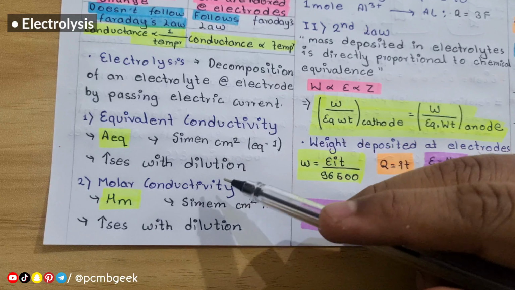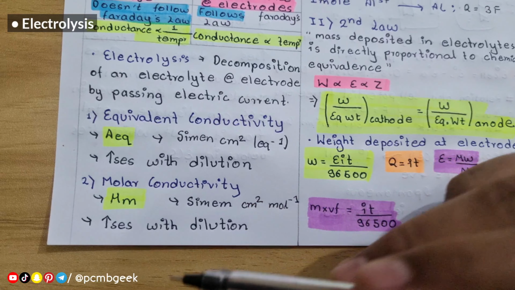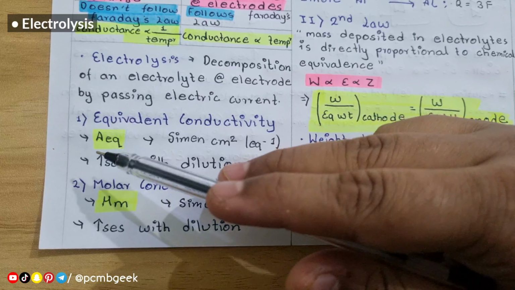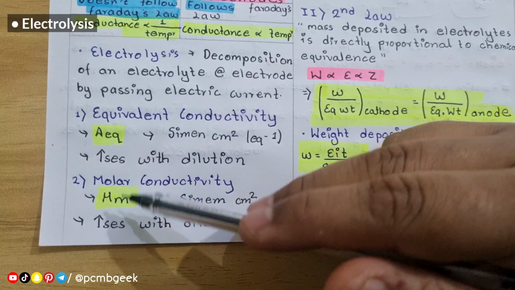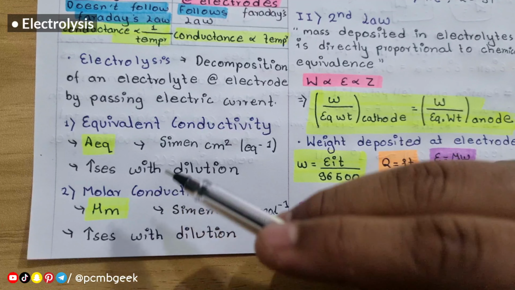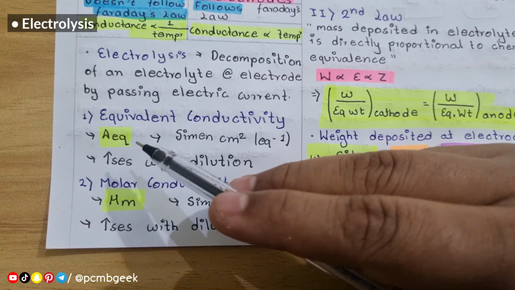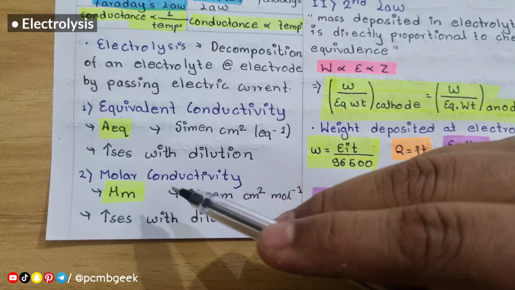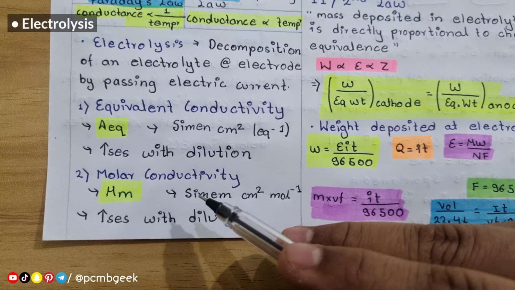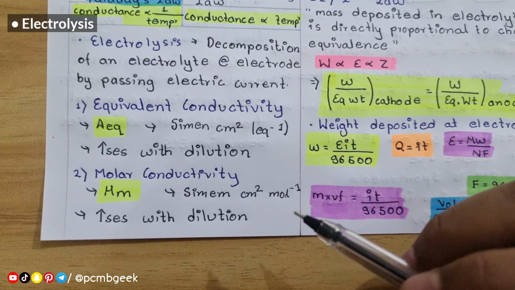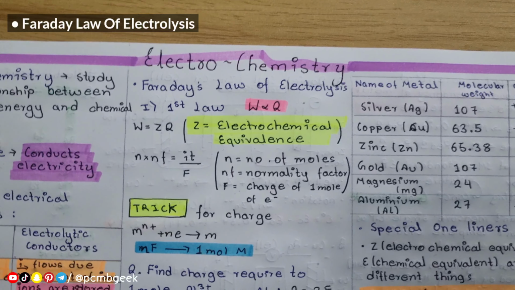Now here are two types of conductivity. First one is equivalent conductivity and second one is molar conductivity. Equivalent conductivity is represented by lambda equivalent and molar conductivity is represented by lambda m. Unit of equivalent conductivity is Siemens centimeter square per equivalent weight inverse. Both conductivities increase with increase in dilution, and the unit of molar conductivity is Siemens centimeter square per mole inverse. Now let's move on to Faraday's laws of electrolysis.